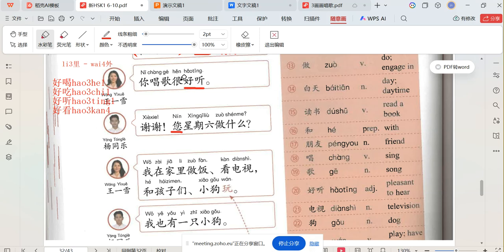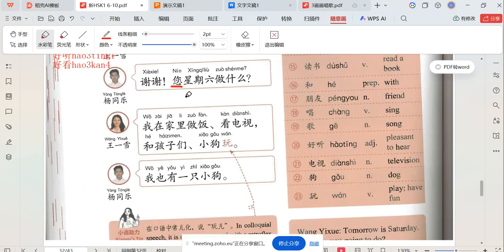So we should say 您星期六做什么？你星期六做什么？What do you do on Saturday? So what does this woman do?